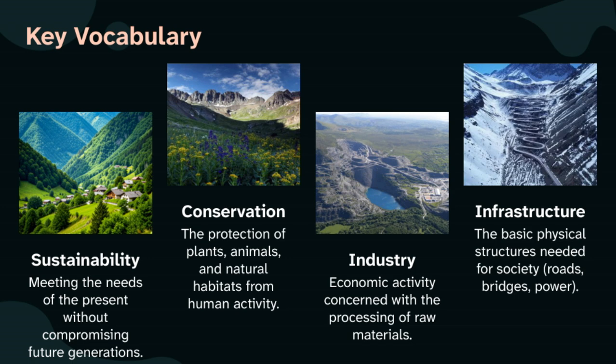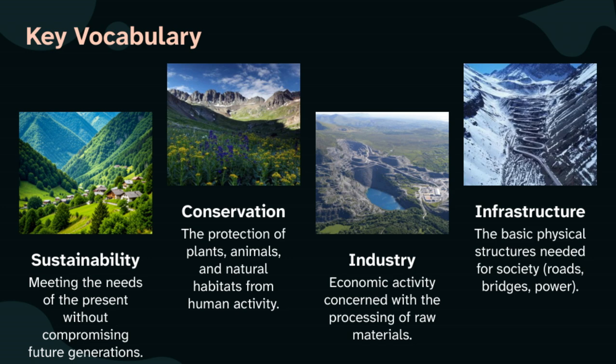The third word is industry. Industry means economic activity concerned with producing goods or processing raw materials. In glaciated uplands, this might include quarrying, forestry, farming, and energy production. The fourth word is infrastructure. Infrastructure means the basic physical structures needed for society to function. This includes roads, bridges, dams, reservoirs, footpaths, car parks, power lines, and visitor centers.